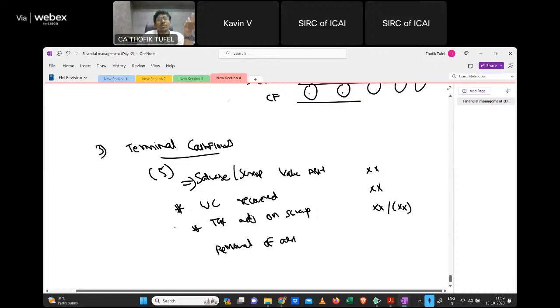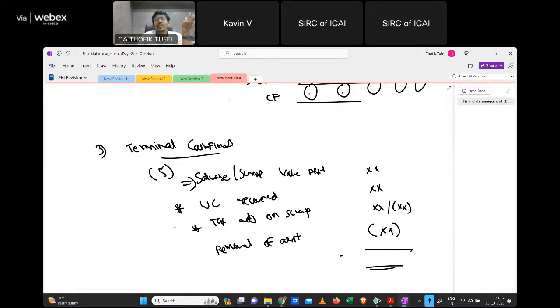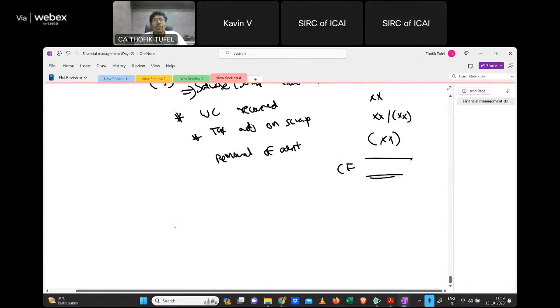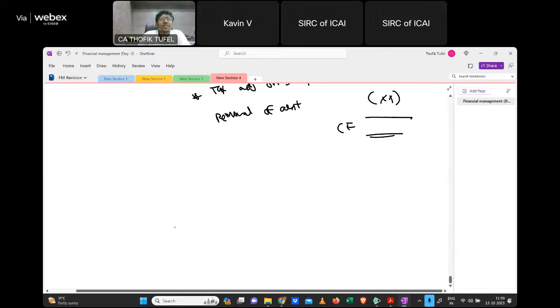Removal of asset is having some cost. So that will be a cash outflow. After all this, you will get the terminal cash flows. Now you have all the values here. Now the next and the final step is computation of NPV.